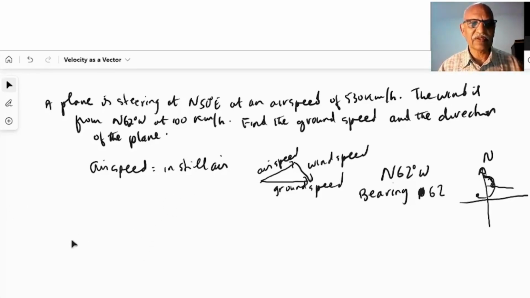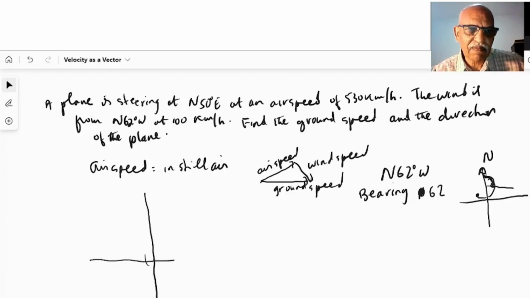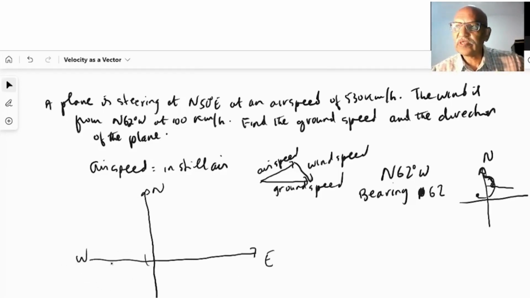Okay. Let's first do the north. This is the north. Okay, east, south, west. So what we say is, whenever we draw this one, it must be approximately proportional.